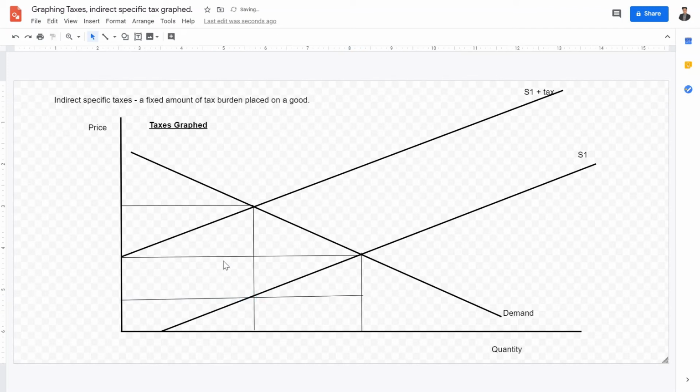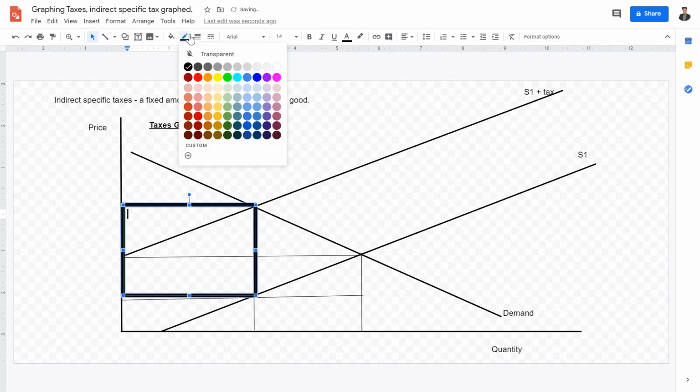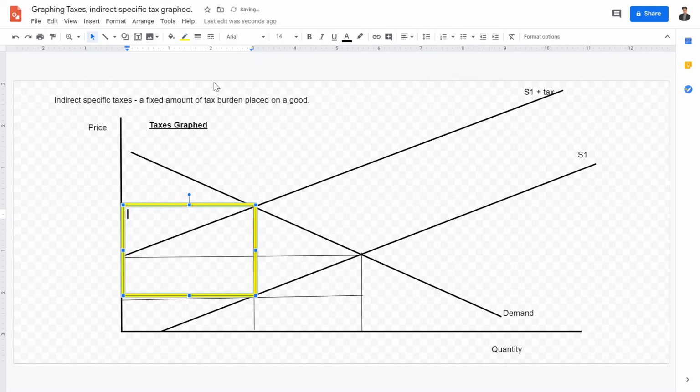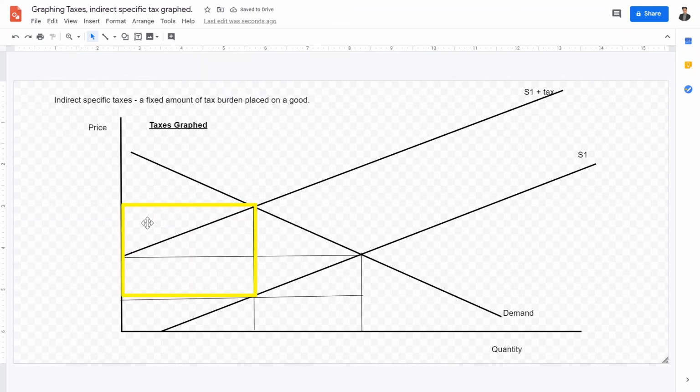That way, we are able to identify this box, okay, this highlighted box. I'm going to put this highlighted box in yellow. So this highlighted box right here shows the total government gain from the tax.